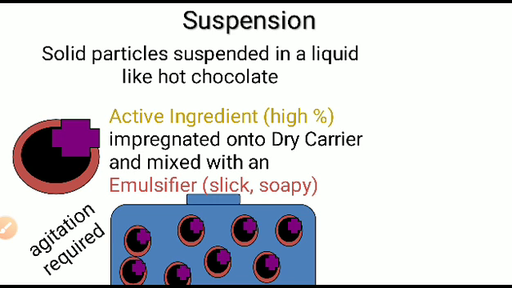That means whenever you take this solution, the active ingredient has settled down, and whenever you shake it, it is distributed evenly throughout the solution, and then only you can use it. This is another type of formulation, also called a suspension. Here the active ingredient is impregnated onto a dry carrier and mixed with the emulsifier. That's why for this we require agitation.